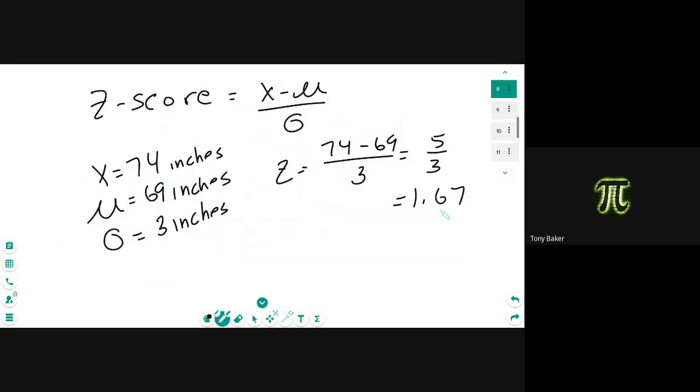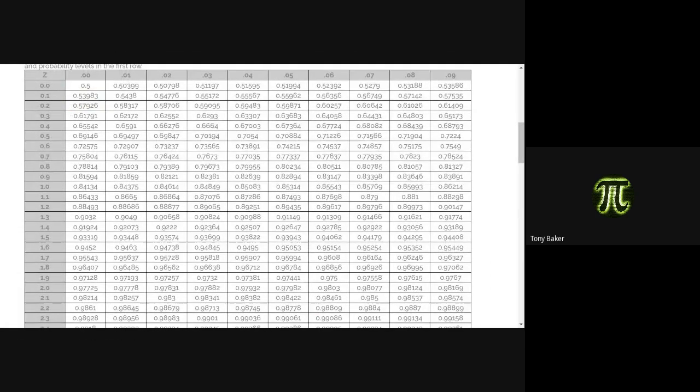I wanted 1.67, right? Okay. So now we need to work over. We're going to go to my z, and we're going to go down to 1.6. And then we're going to go over to the second number, that's the 7. So I get 0.9525. Right?